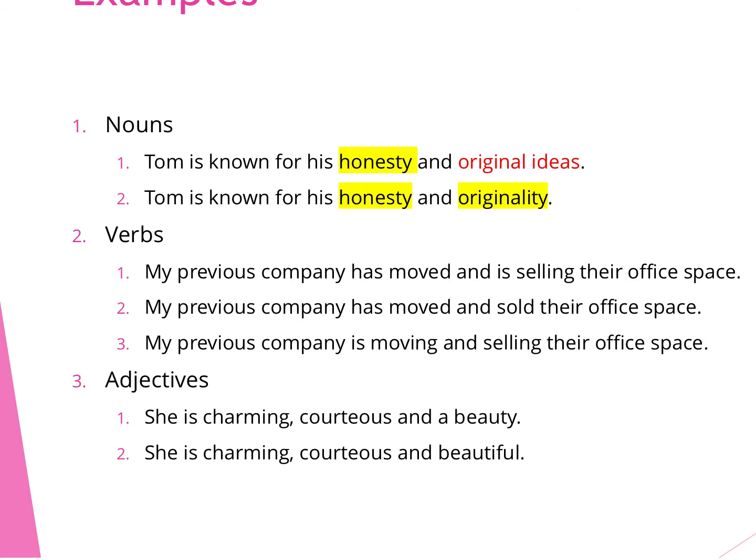Adjectives. She is charming, courteous, and a beauty. Who can tell me what's wrong with that one? Again, it doesn't matter that you necessarily know that beautiful is an adjective, but you have to be able to look at that and go, charming, courteous, a beauty. Well, it needs to be one word. Okay.